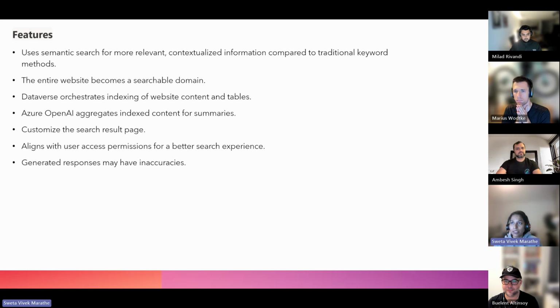Then coming to the details of the features. This search provides a semantic search. It's not like the traditional keyword search. The objective is to provide the most contextualized, most relevant information to the user when they're trying to search for something, giving them a good user experience. When you're searching using this GenAI search, the whole website becomes your searchable domain.